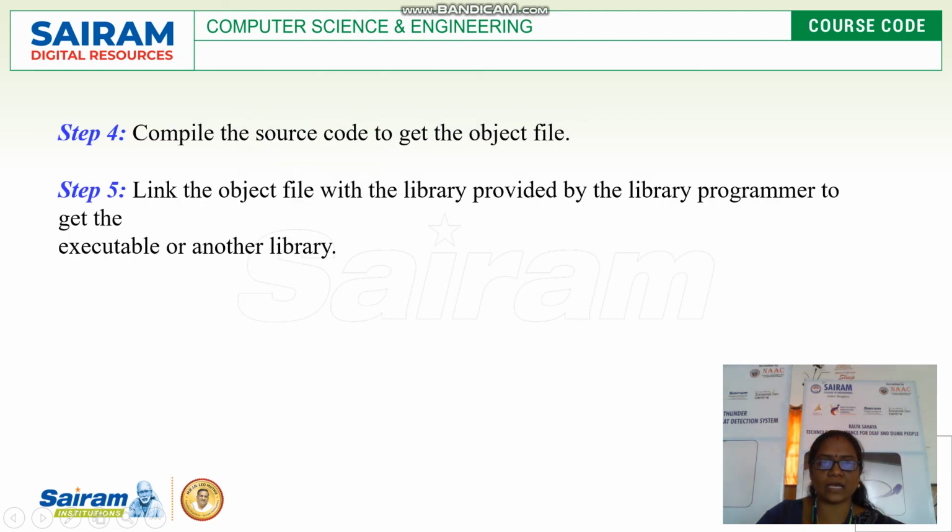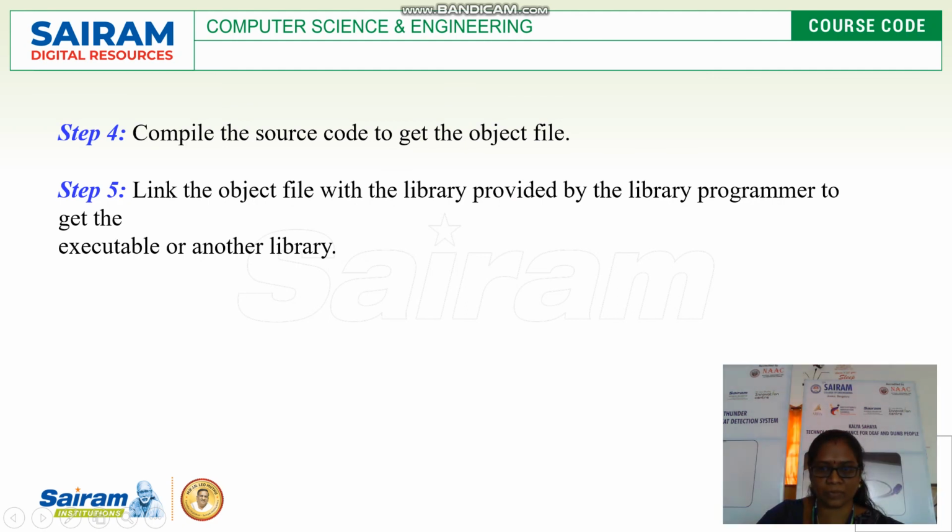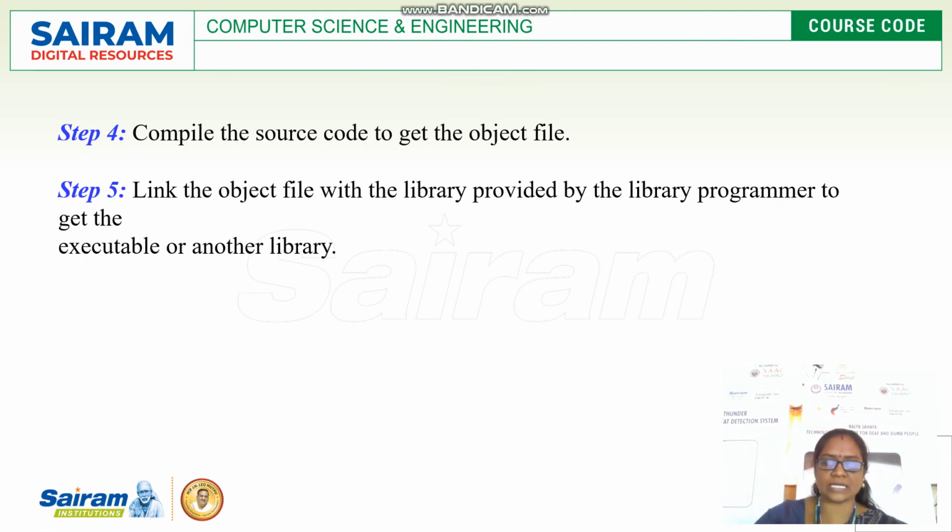Then when we are compiling the source code, we will get one object file. The next step is that we can link the object file with the help of library programs. So that is how we can make use of this structure. Right? I hope this is understandable.